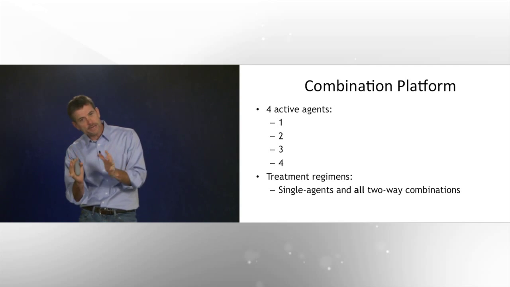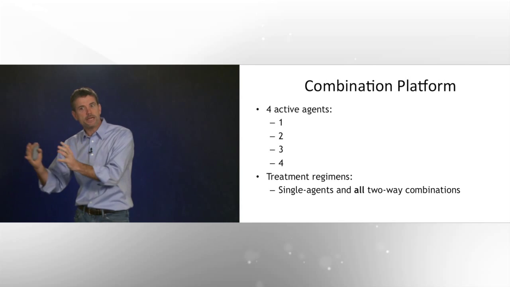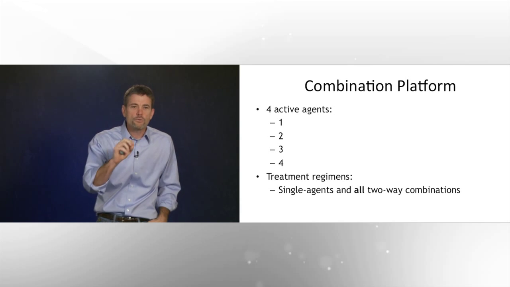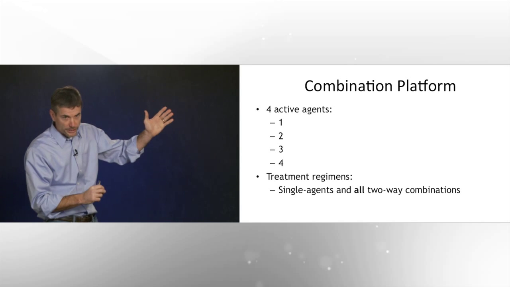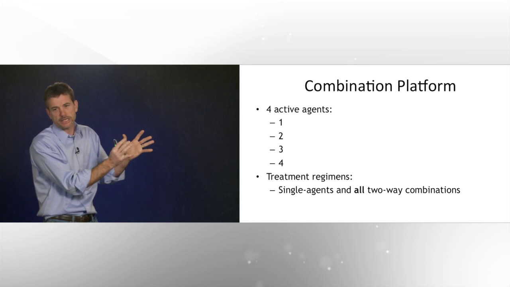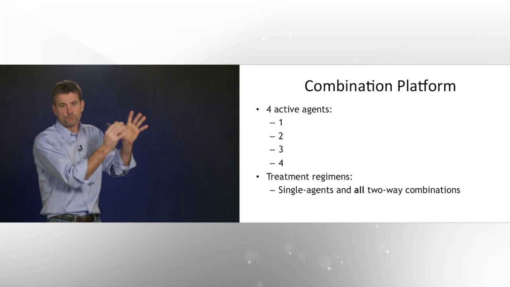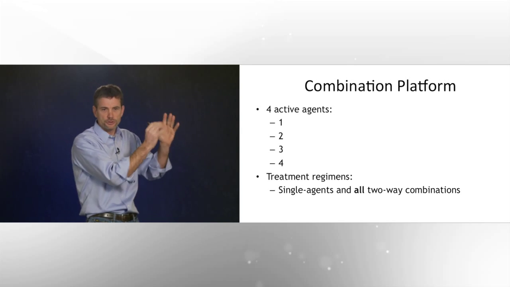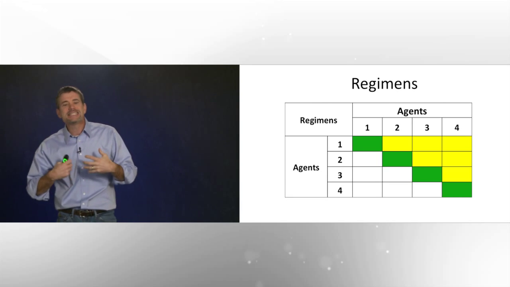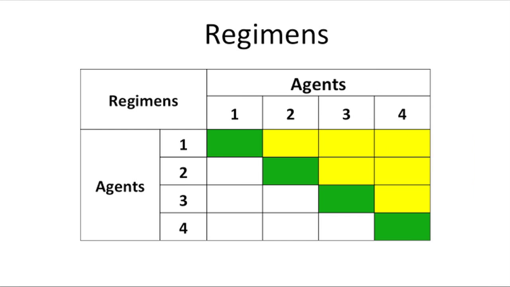And again, we can add a 5th, 6th as the trial goes on. We have single agents, 1, 2, 3, and 4. We can combine them together to make a double regimen, 1 and 2 together, 2 and 3 together, and so on. This creates 10 treatment arms. In the graph here, you see that there are 4 single agent arms in green, and there's another 6 doublets or regimens that we can use. 1 and 2 can be combined together, for example. So we have 10 treatment arms starting out in the trial.